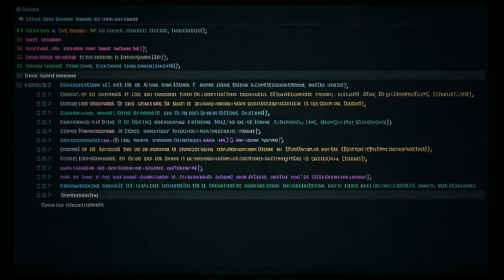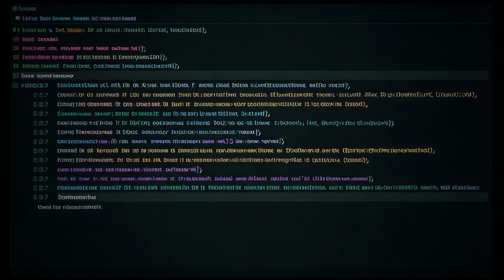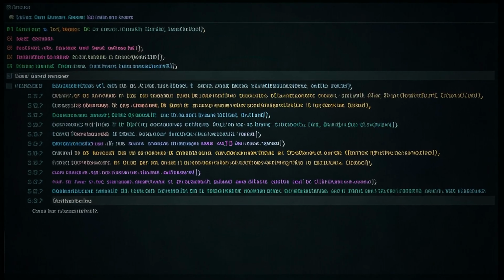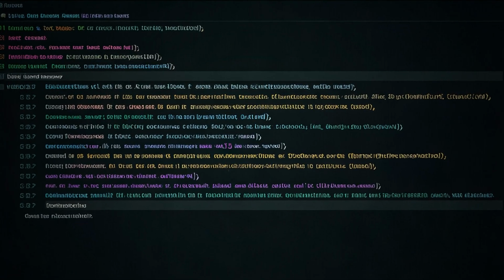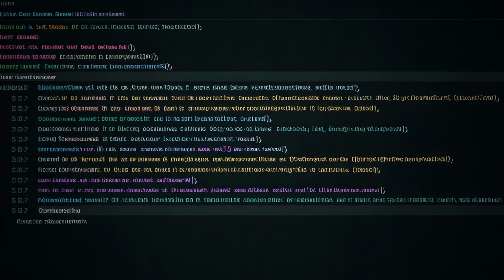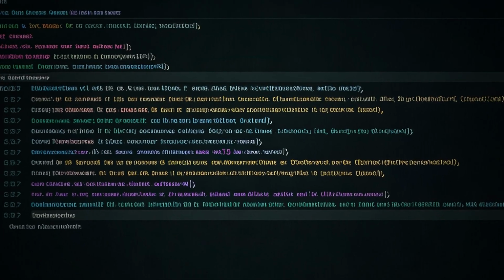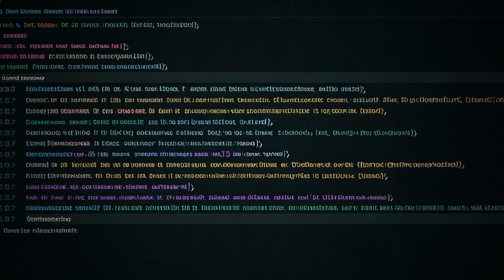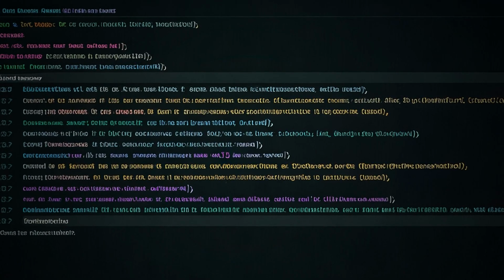Step 5. Generation. Inject your re-ranked chunks into the system prompt. The pattern. Here are the relevant documents. Answer using only the information provided. If the answer is not in the documents, say so.